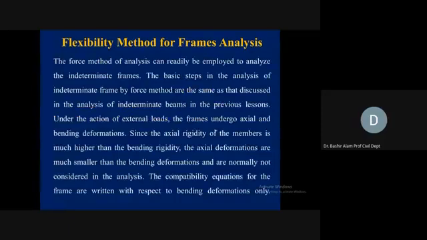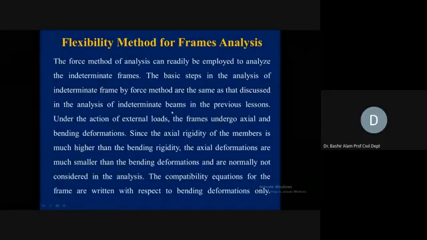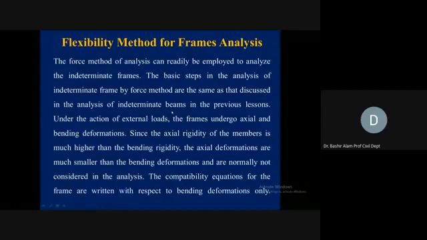Now, flexibility method for frame analysis. The force method of analysis can readily be employed to analyze the indeterminate frames. The basic steps in the analysis of indeterminate frames by force method are the same as that discussed in the analysis of indeterminate beams in the previous lessons.